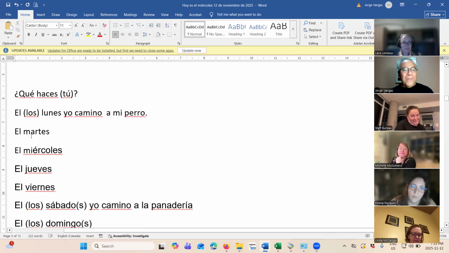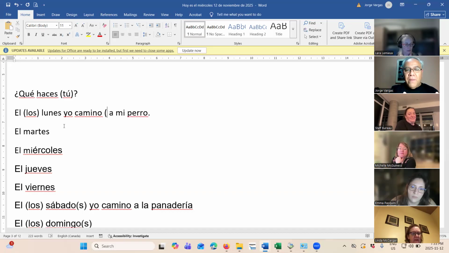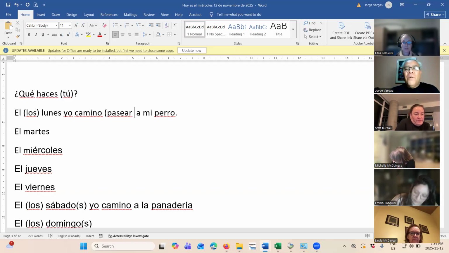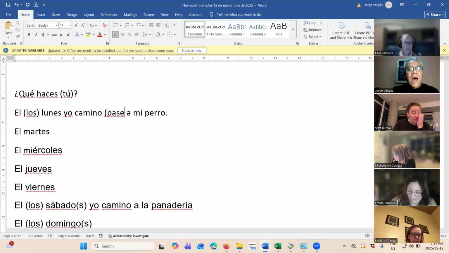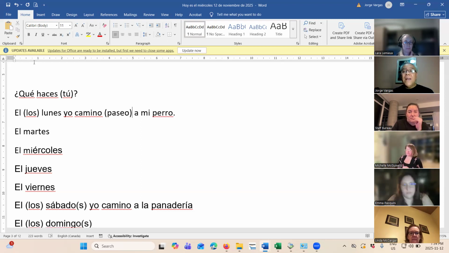But once again, the verb that we would normally use, Lara, would be the verb pasear. Pasear is to take a pet for a stroll. Pasear, rather than literally to walk, is to take that dog for a stroll. Okay, but it would also be an AR verb. Therefore, how would you say that? Los lunes yo paseo. Outstanding. Muy bien. Yo paseo a mi perro. So you have that other more technical word to walk a pet.